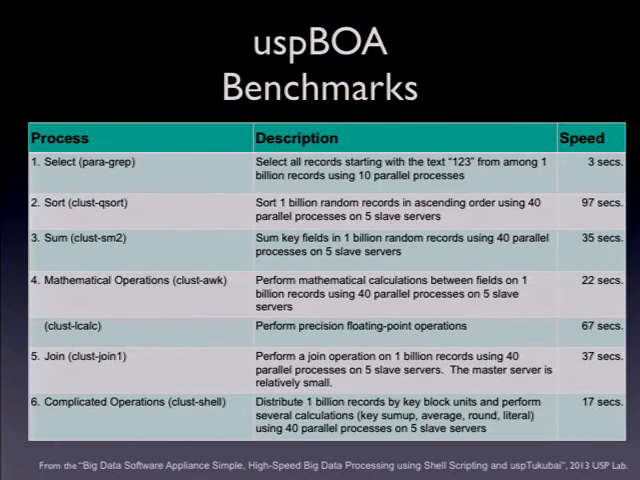These results are very fast compared to Hadoop. For example, for the random record sort, using 200 Hadoop nodes to sort 1 billion random records takes 20 minutes, but this system does it in 100 seconds, very fast.